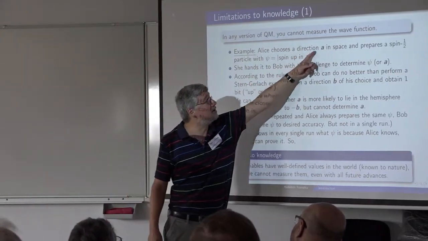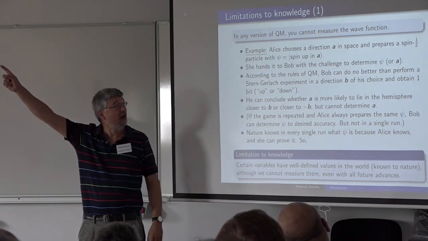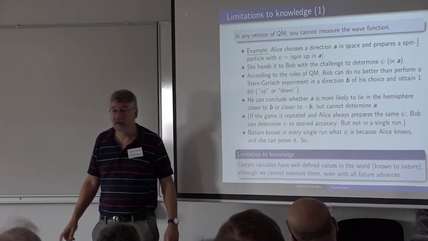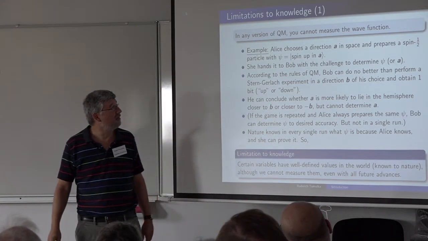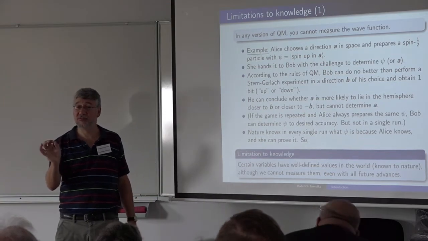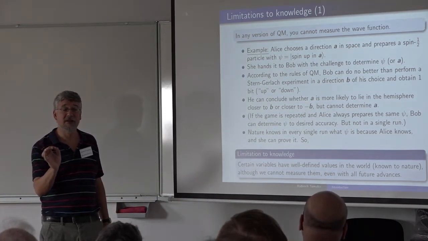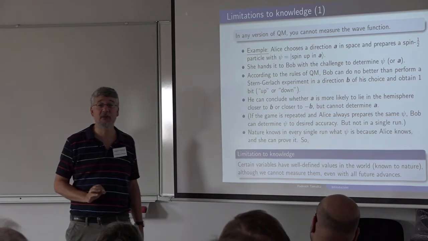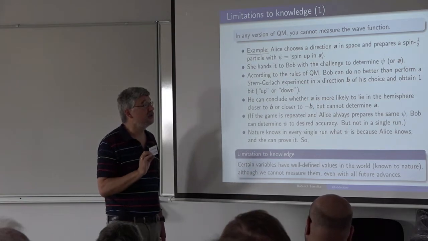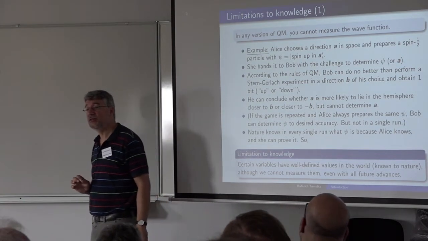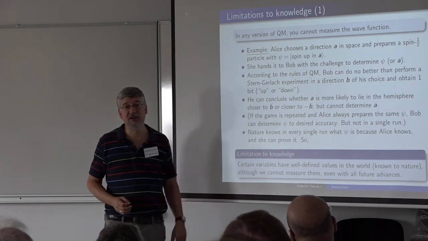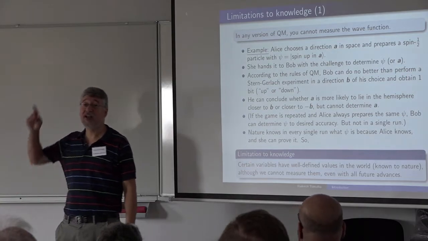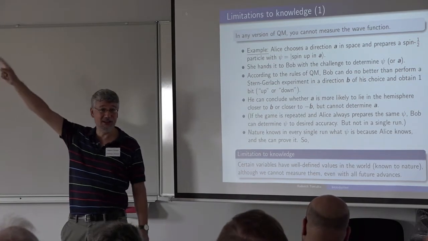So Alice chooses direction A in space and prepares a spin 1/2 particle in a particular quantum state, the spin up state in direction A. Now, so there is this physical particle with this spin state. This particle, I should say, she hands over to Bob, and Bob's task is to determine what the wave function is. Well, the relevant part of the wave function here is the spin state. Bob tries to measure the spin state, or tries to find out which direction this A was.